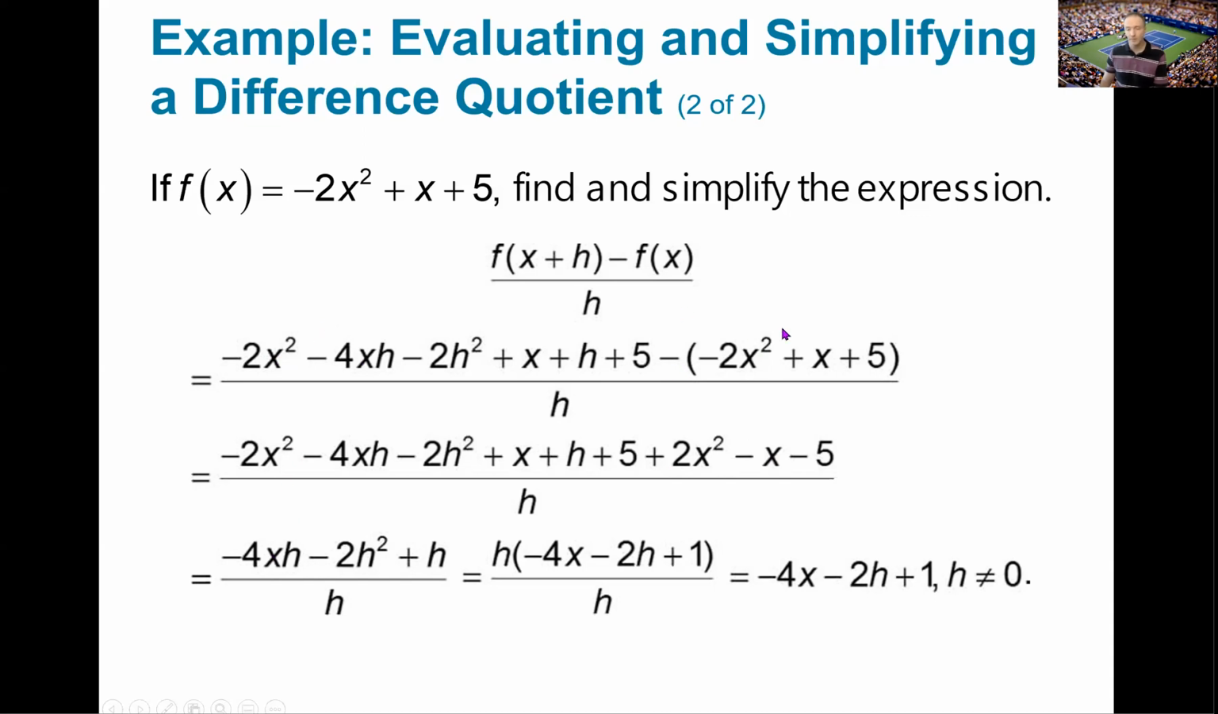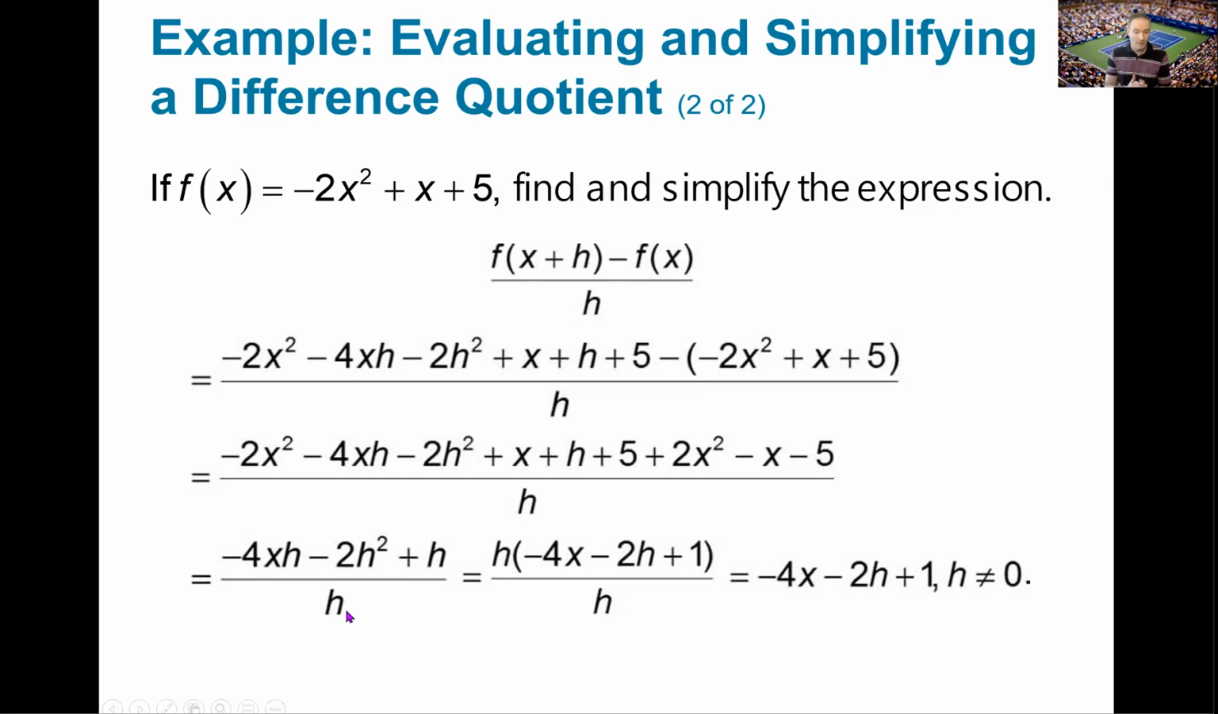Negative 2x squared minus a negative 2x squared cancels, just as I said they would always do. The plus x minus a plus x cancels. 5 minus 5 cancels. So all three of these terms cancel with their corresponding terms over here. What's remaining is a negative 4xh minus a 2h squared plus an h, and then all of that still over h.